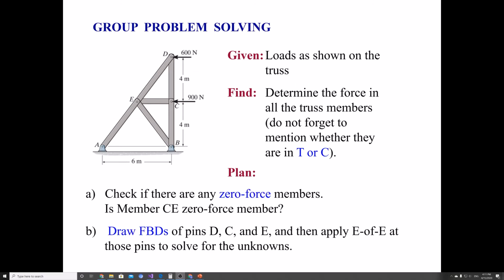So the next thing: draw the free body diagrams of D, C, and E. If we do D, C, and E, then each one of these joints is connected to all the members.